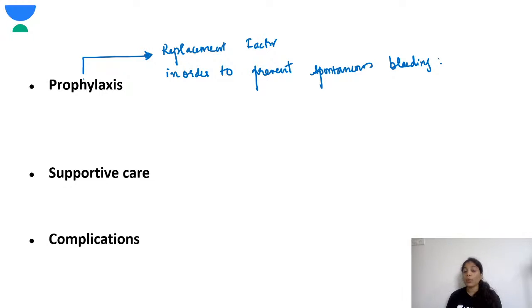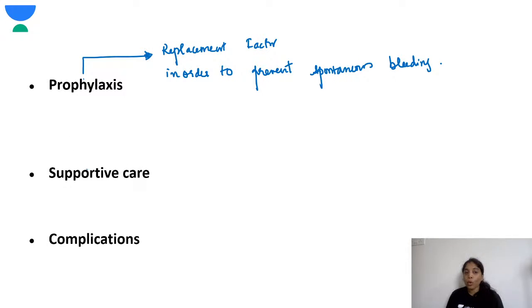When this prophylaxis has to be given, you might have to give it once a week or once in 2-3 days, based on the baseline factor 8 levels. This is a very expensive thing to do, because you might have to give it every week, or twice a week. The basic reason it is given is to prevent spontaneous bleeding. So that is one thing.